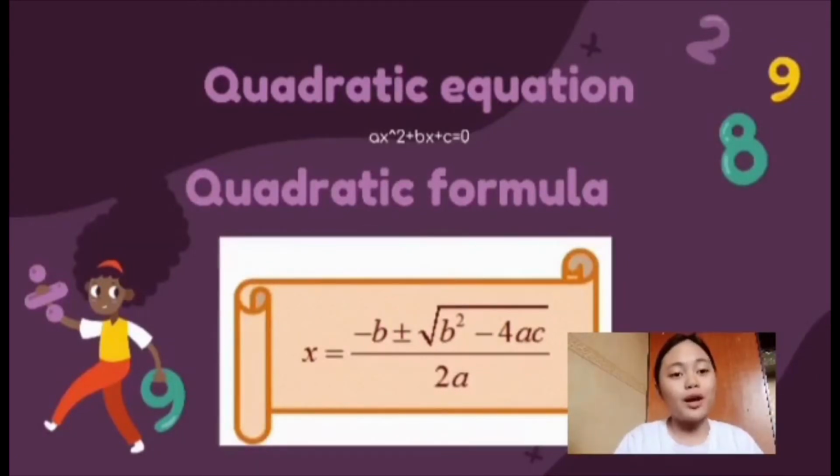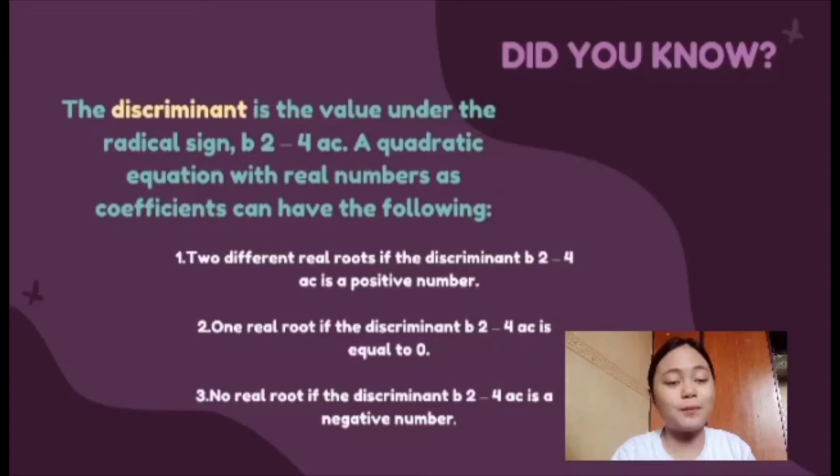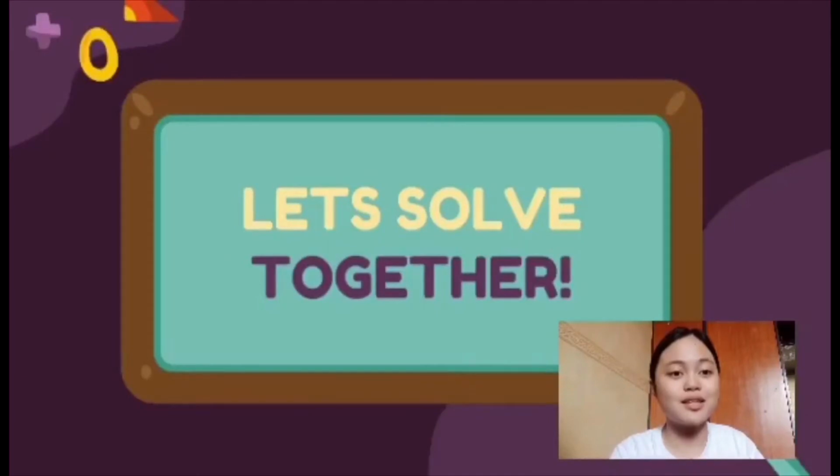Below here, we have our quadratic formula. X is equal to negative b plus or minus square root of b squared minus 4ac all over 2a. Did you know, when using quadratic formula, you should be aware of these three possibilities. These three possibilities are distinguished by part of a formula called discriminant. So now we are done discussing the topic. Let's proceed to this problem.